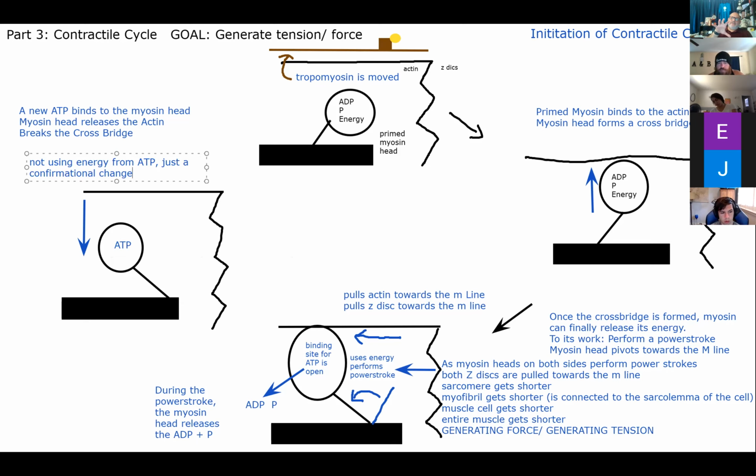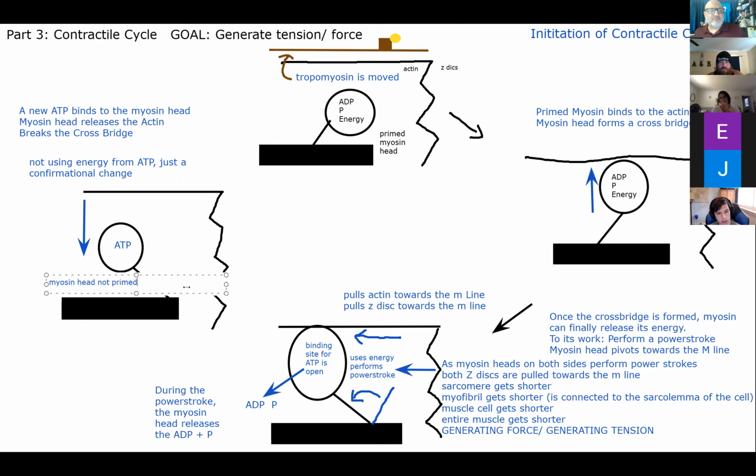Of course, now that I've let go, am I ready to do work again? Am I ready to pull on the rung of the ladder again? No. I need to reach out so that I'm ready to grab and pull again. Notice I've bound this ATP, I've broken the crossbridge, but the myosin head is not primed. And if it's not primed, it's not ready to do work.